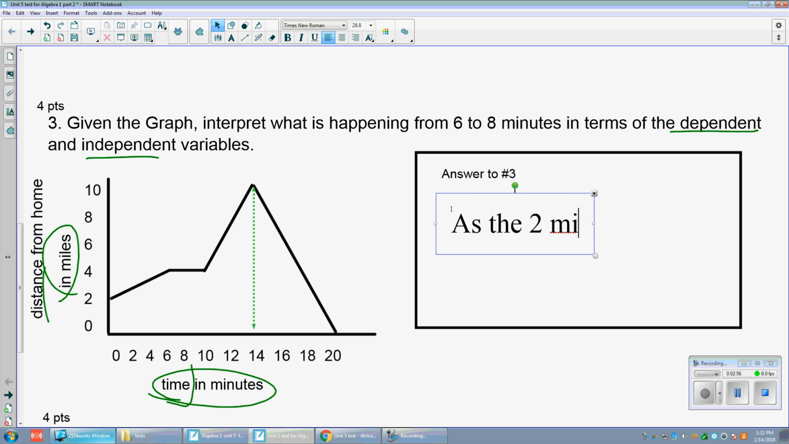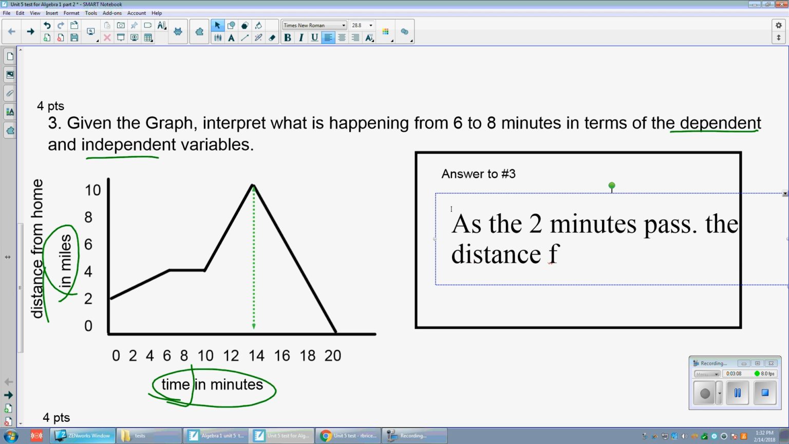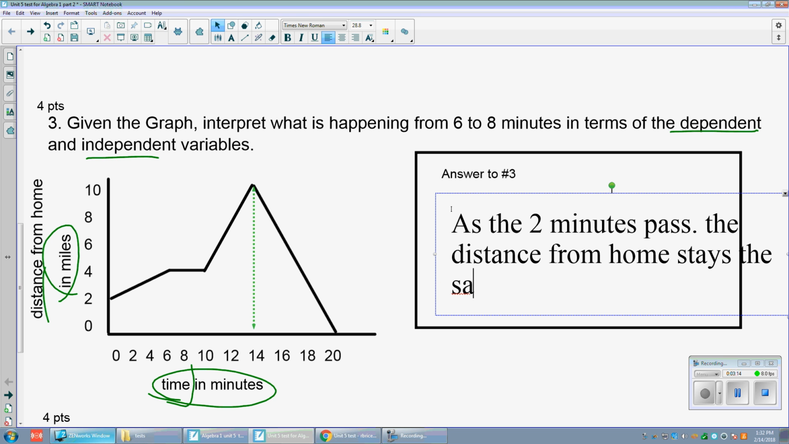as the 2 minutes pass or go on or continue, you know what I'm saying? What's happening? The distance from home stays the same. You understand that? You have to have, in your explanation, something about time, minutes, or you have to have distance or miles. The miles doesn't change. The distance from home stays the same. Okay, so that's what we're looking at. We have to have the dependent variable mentioned. We have to have the independent variable mentioned by name.